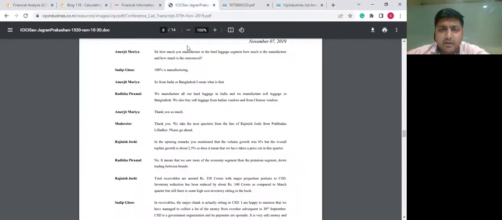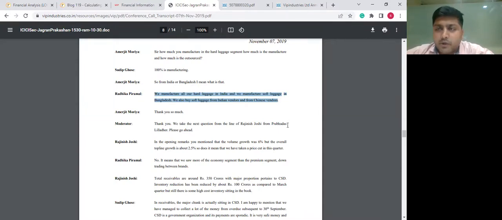So what we have here in front of you is the Q2 con call FY20 of VIP Industries. On page number 8, you will see that an analyst had asked a question around manufacturing and trading for hard luggage and soft luggage, where the promoter of the company was kind enough to clarify for us that we manufacture all of our hard luggage in India and we manufacture soft luggage in Bangladesh. We also buy soft luggage from Indian vendors and from Chinese vendors. So this information is a gold mine for us. Why? We are going to use this information to calculate hard luggage COGS and soft luggage COGS. Let's take a look how.